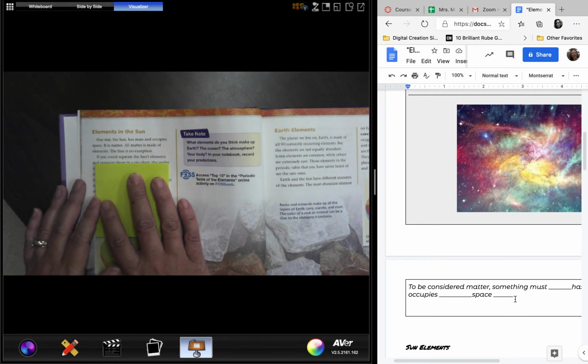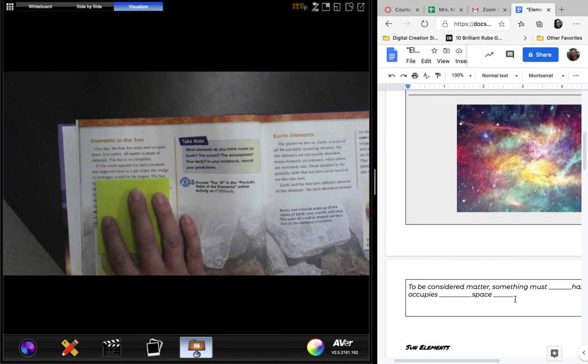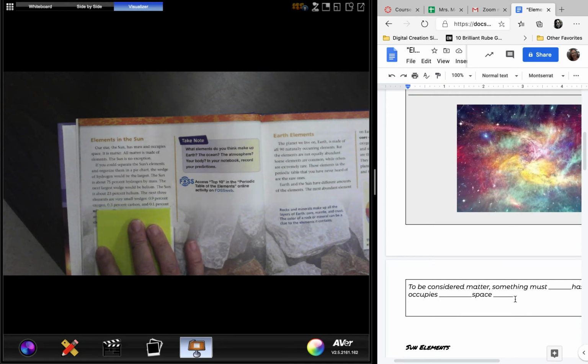The sun is no exception. If you could separate the sun's elements and organize them in a pie chart, the wedge of hydrogen would be largest. The Sun is about 75% hydrogen by mass. The next largest wedge would be helium. The Sun is about 23% helium. The next three elements are very small wedges, 0.9% oxygen, 0.3% carbon, and 0.1% nitrogen. The Sun is mostly hydrogen and helium with small amounts of other elements.